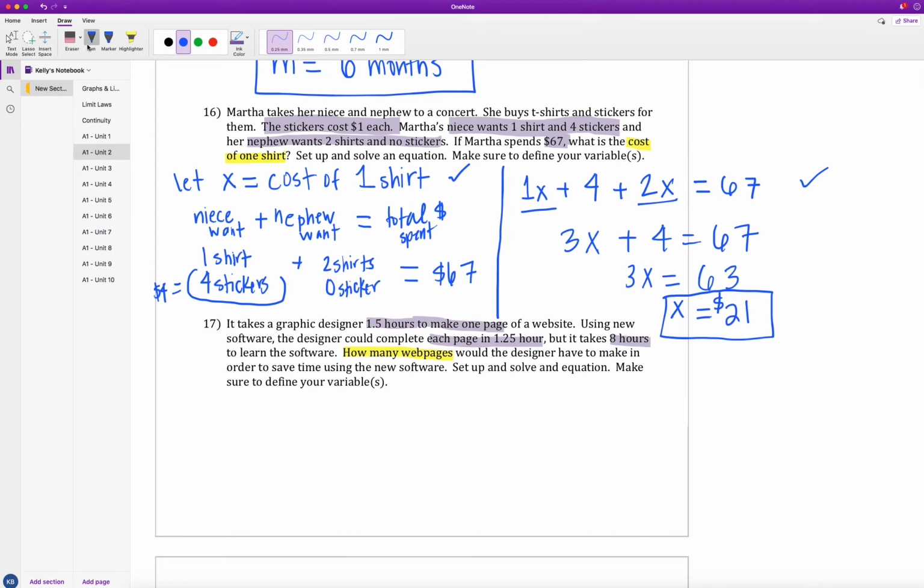software. Why don't you pause the video and try to write out what your scenario is and the equation that you have, making sure to first define the variable that you're looking for. Okay, let's check this together. The first thing I need to do is define my variable. We're looking for how many web pages, so I'll use W, and let W equal the number of web pages.